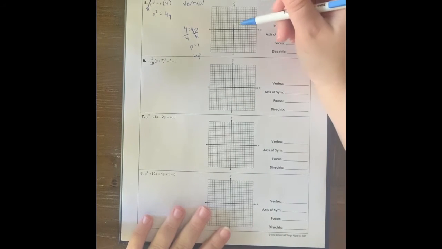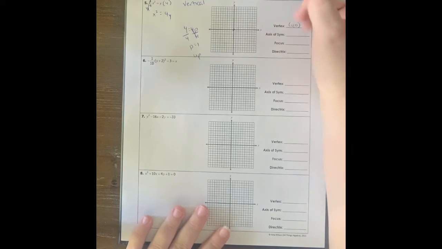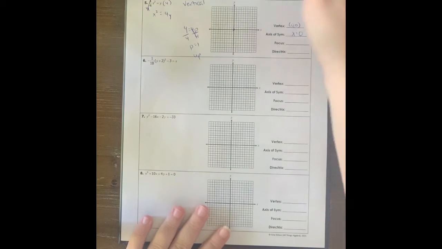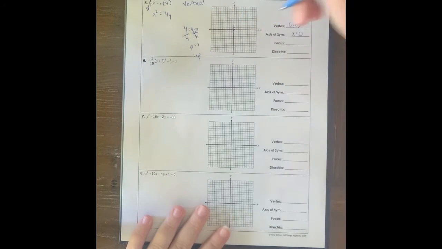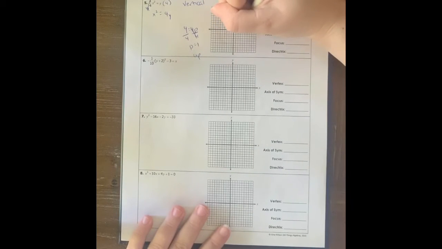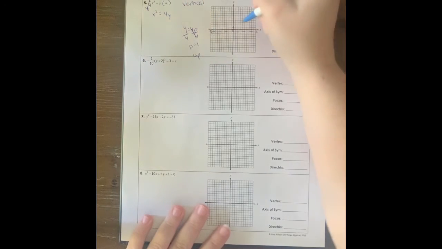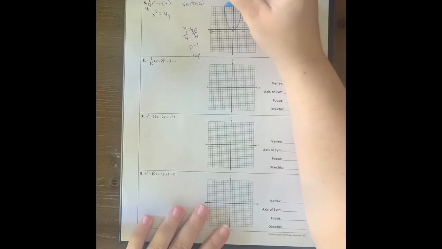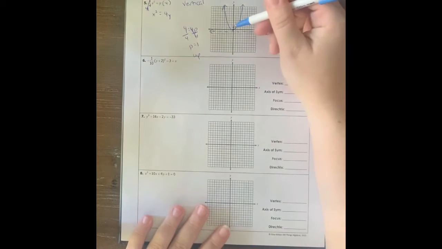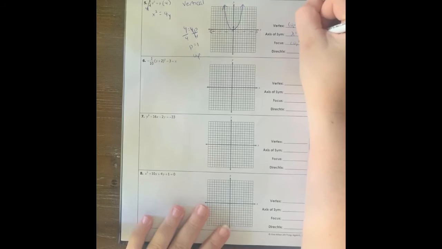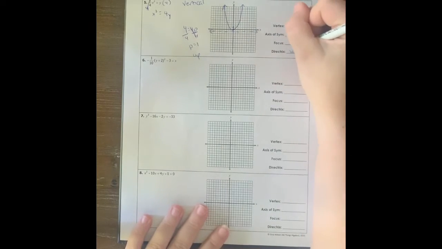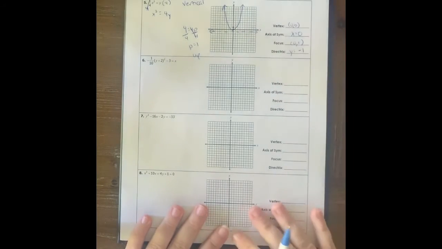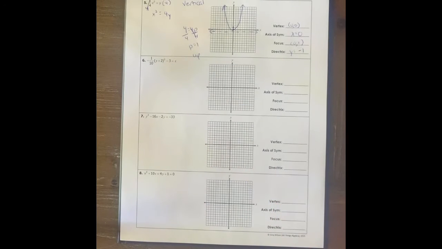Okay, our axis of symmetry is going to be a vertical line, so it's going to be x equals the x of the vertex, so it's x equals 0. Our focus, we go up 1. Our directrix, we go down 1. And it's going to look like this. Okay, our focus is going to be at 0, 1. Our directrix is a horizontal line, so it's going to be y equals -1.